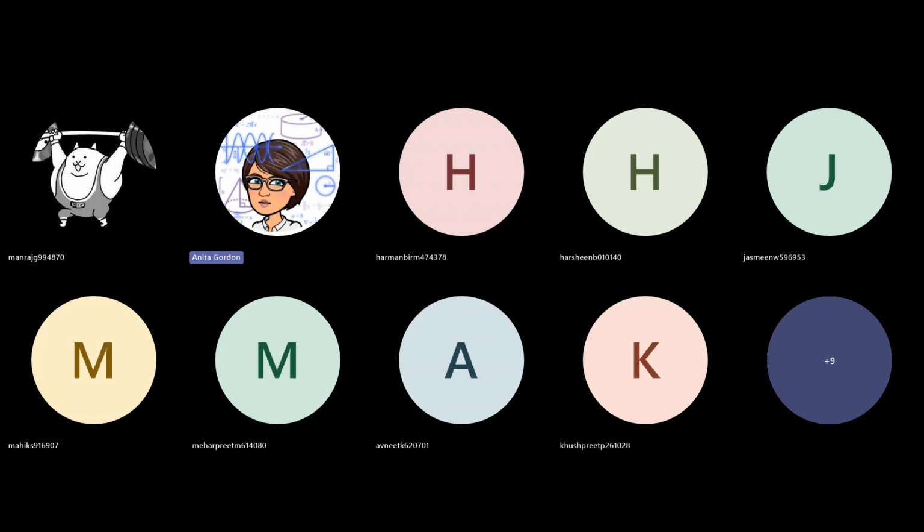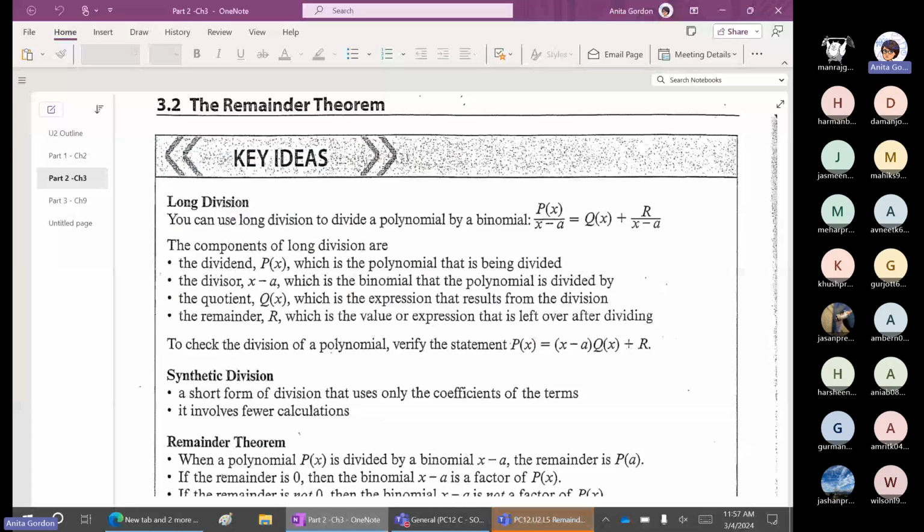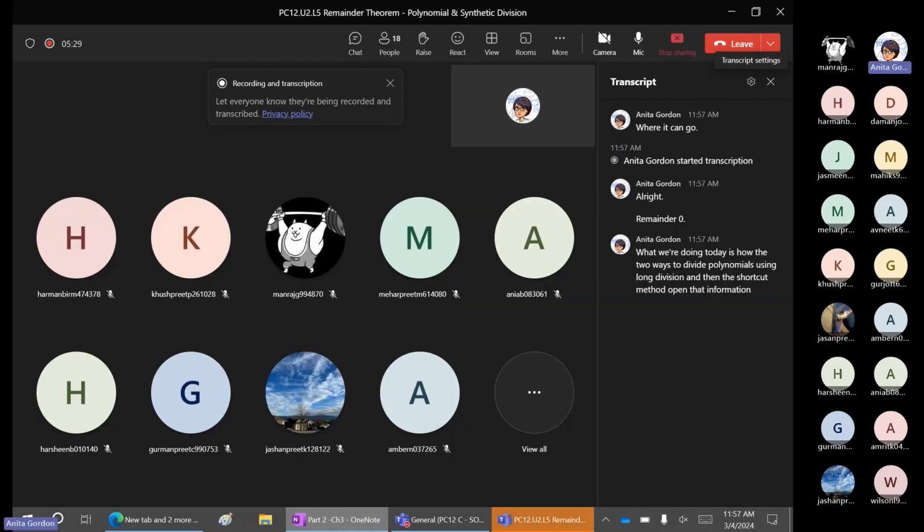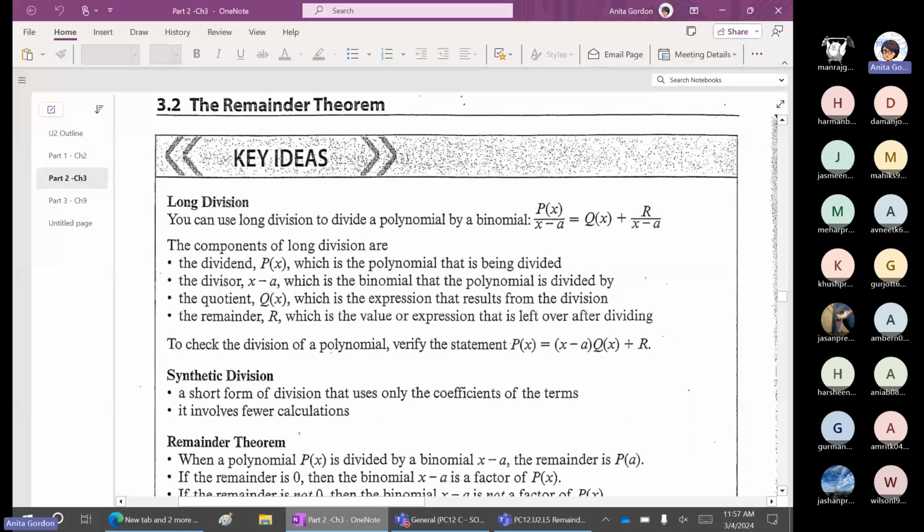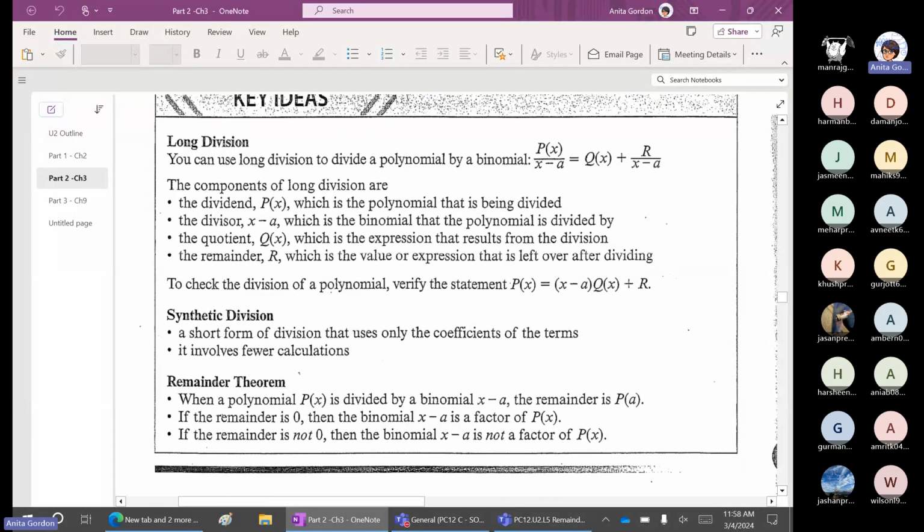Remainder theorem. Essentially what we're doing today is learning two ways to divide polynomials: using long division and then the shortcut method of synthetic division. But overall it's the same idea. We're just doing it over and over again. Our learning target for today is this right here.